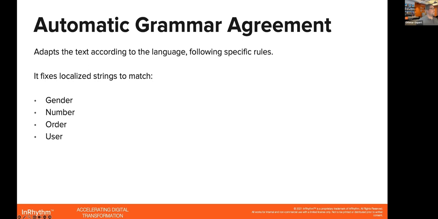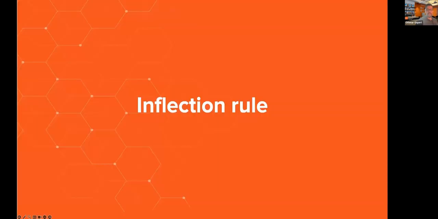So what is it? Automatic grammar agreement basically adapts the text according to the language, following some specific rules. You know that each language has its own grammatical rules. So this fixes the localized strings to match the gender, the number, the order, and even the user preferences. And it does this using something called inflection rule. So we're going to talk about the inflection rule now.